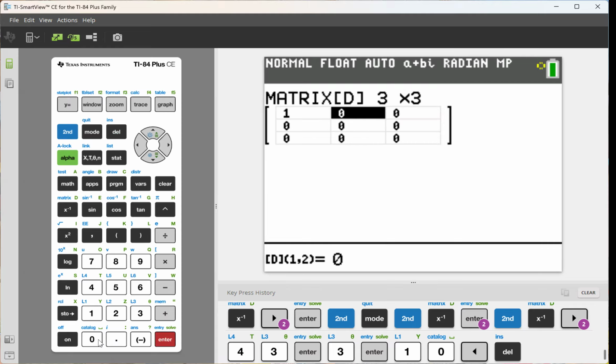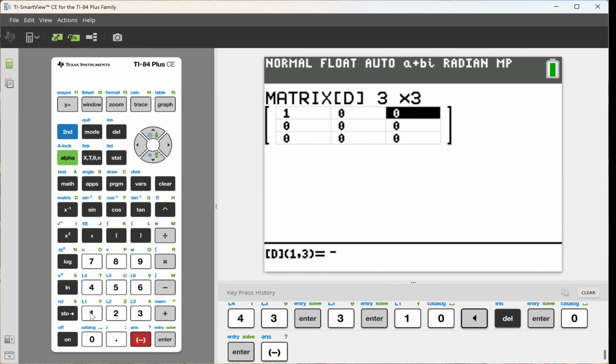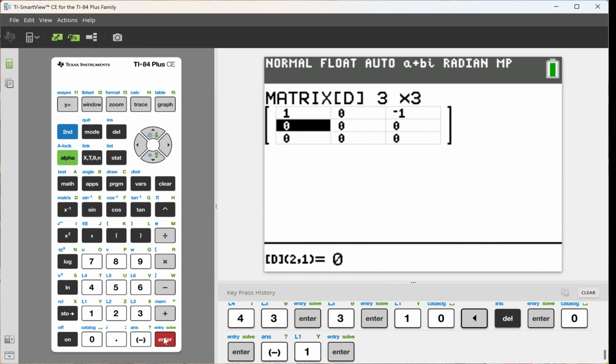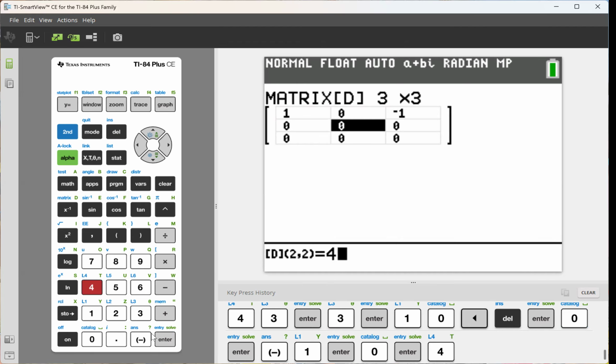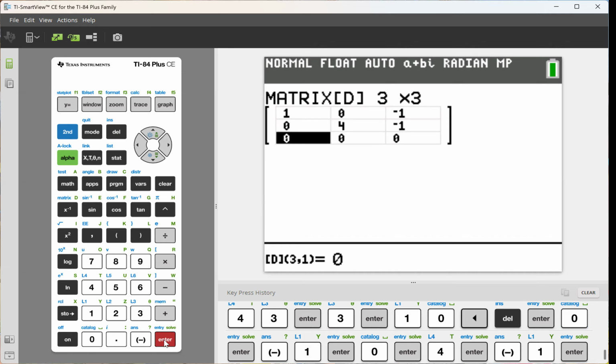1, enter, 0, enter, -1, enter. Then we're going to put in 0, 4, -1, and then 3, 5, 0.